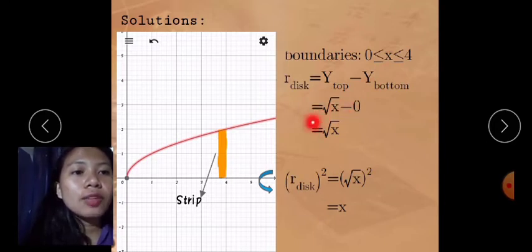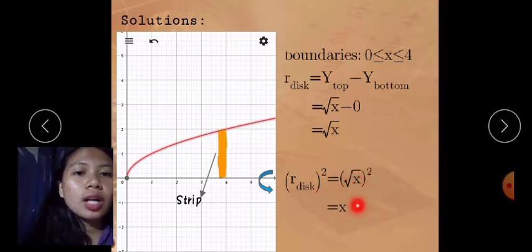So we have here square root of x minus 0 is equal to square root of x. So this is our r des, square root of x. Now step 3, we need to get r des squared. So r des squared is equal to square root of x squared, so we have x. So r des squared is equal to x.